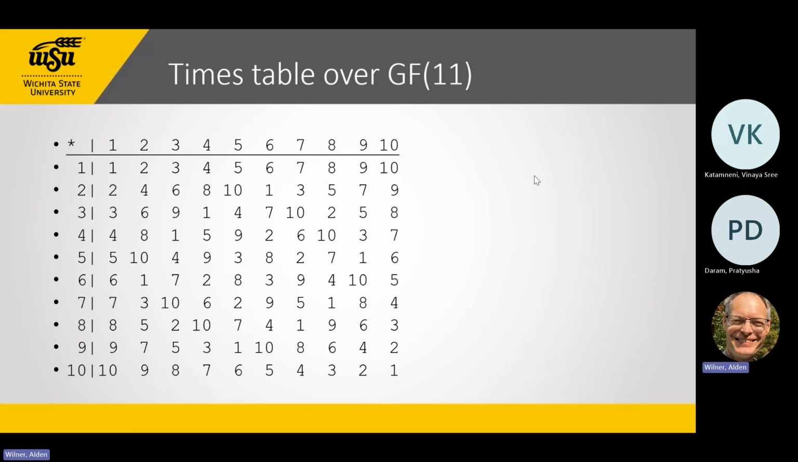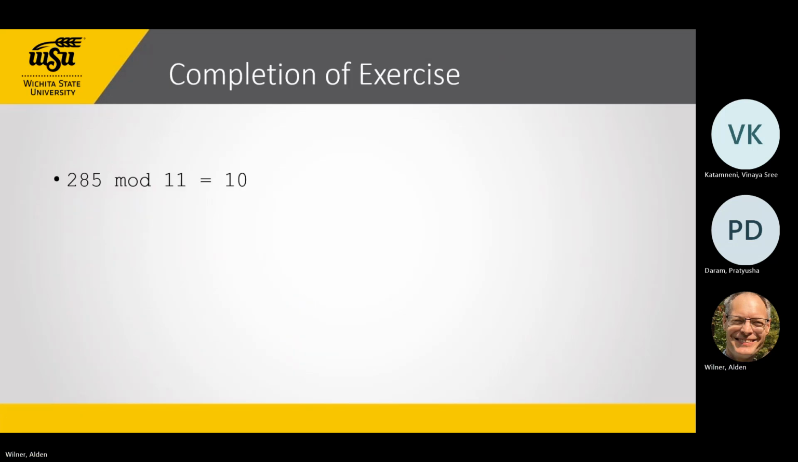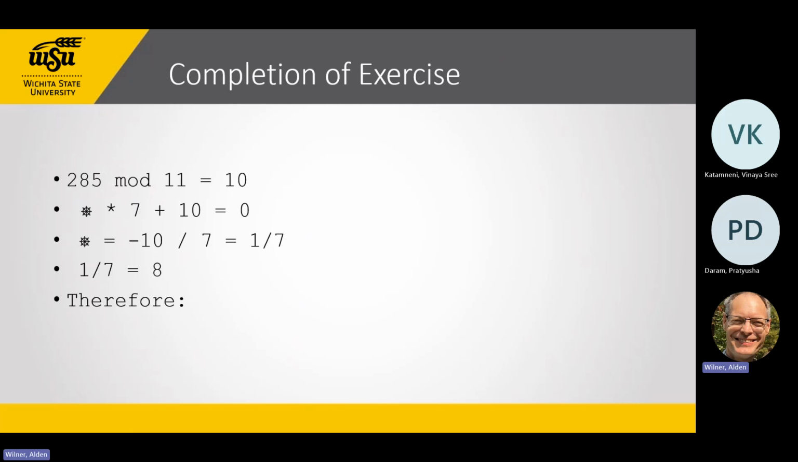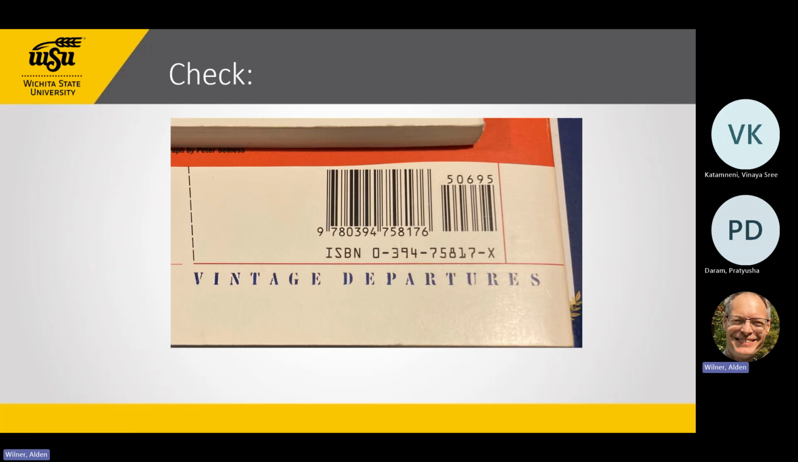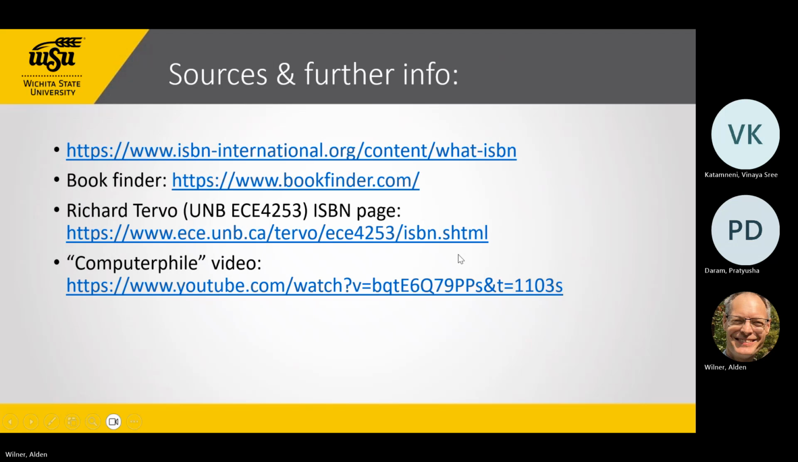So we go into our table. We find 7, either in this row or in this column. We find the 1. We read the other direction. We get 8, right? So 1/7 is 8. Therefore, the missing number is 8. As we see right there on the book, the value is 75817, right?